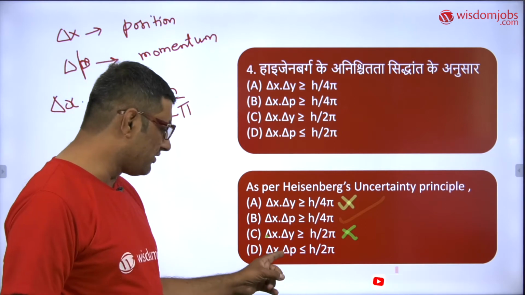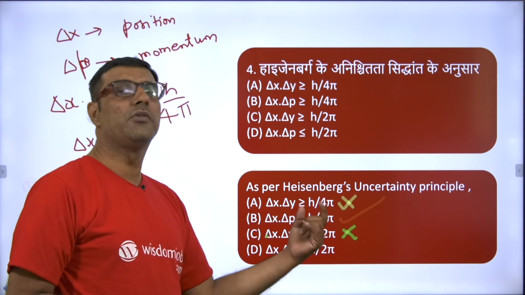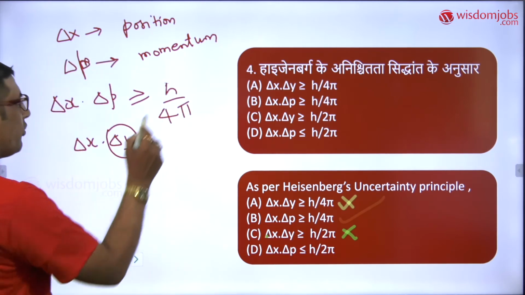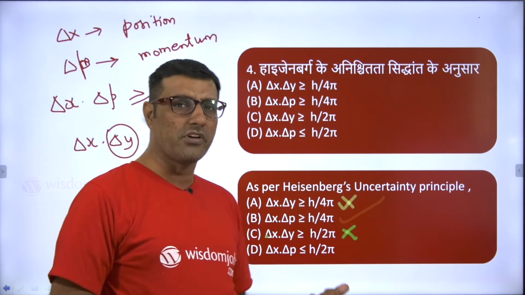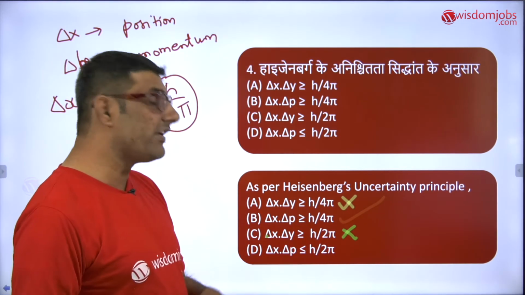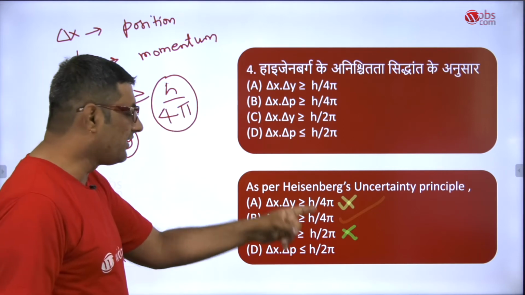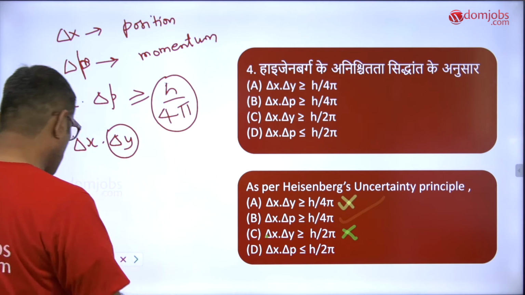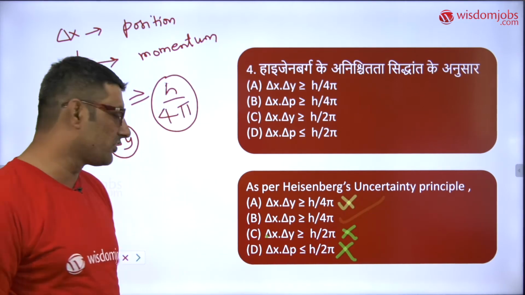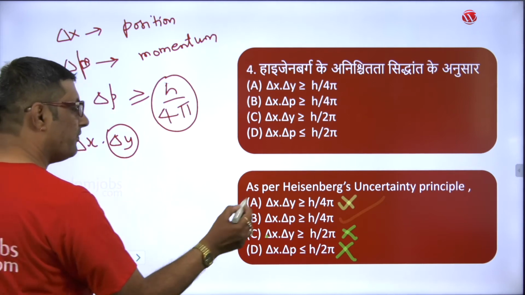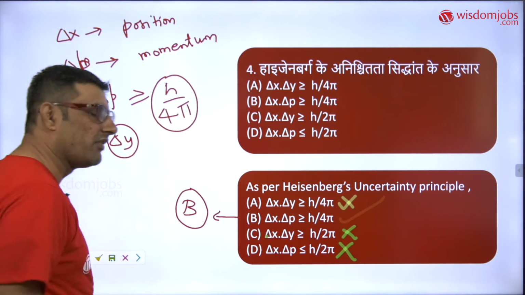Now here delta x into delta p, no doubt the LHS is correct. Coming to the RHS, h by 2 pi. We have h by 4 pi in the RHS, but in the D option given, the RHS is h by 2 pi. So the RHS of the original Heisenberg equation and the option are not matching. So obviously D is the wrong option. So which is the correct option now? It is B. So B is the correct option for our question.